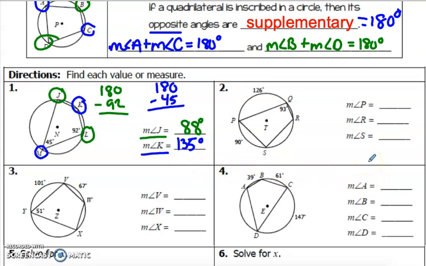Now I can get a little bit trickier. So let's look at this. It gives me some arc measurements, and then it gives me an angle Q measurement. So I know Q and S are opposite, so I'm going to go ahead and find angle S. I know Q and S have to equal 180. 180 take away 93 will give me 87. So I know that this angle is going to be 87 degrees. Now, unfortunately, I don't know P and I don't know R, and I need to know one of them to figure out the other one.